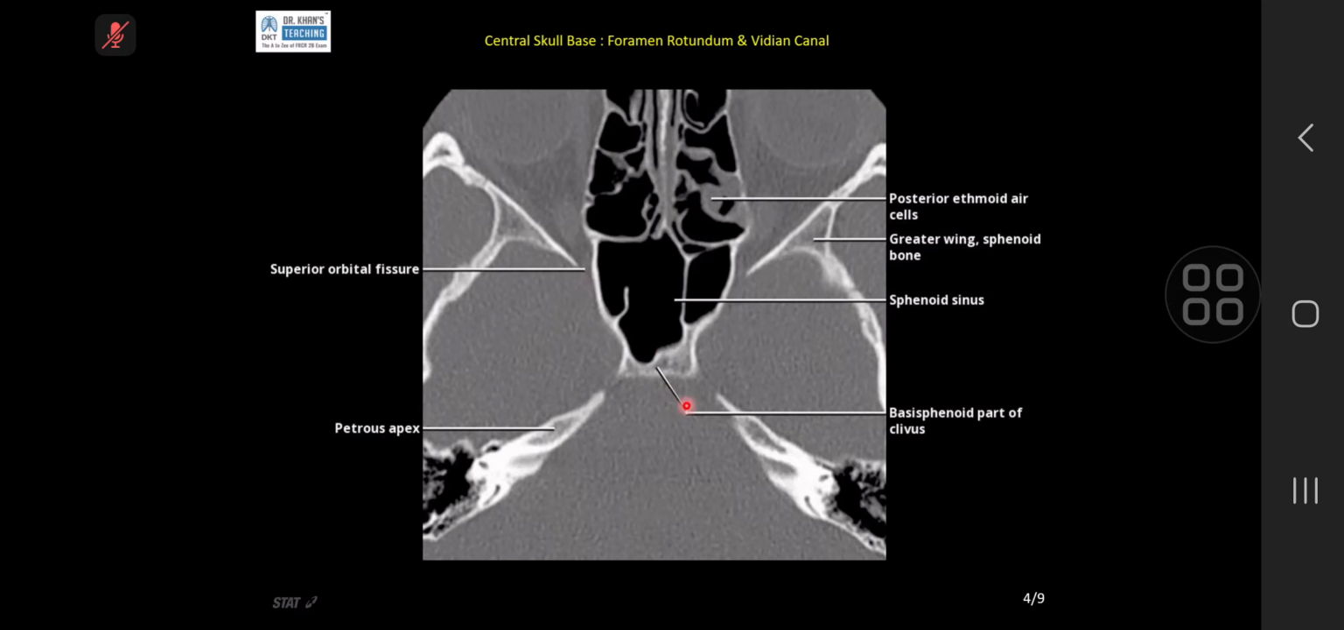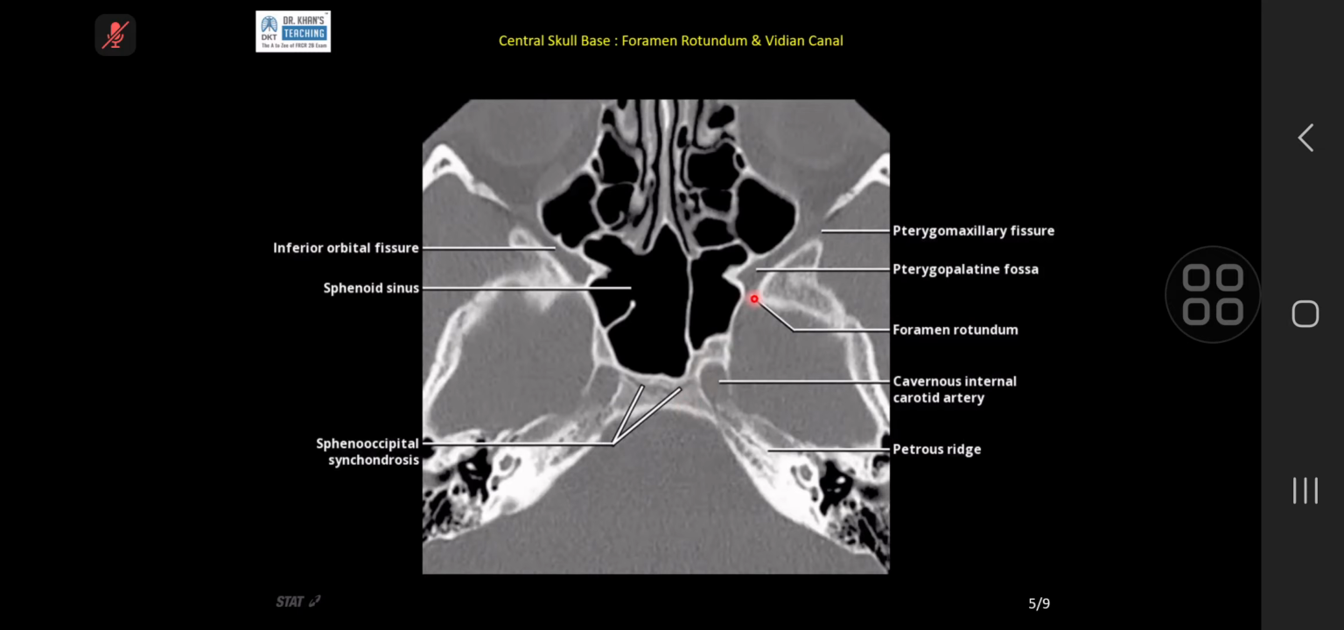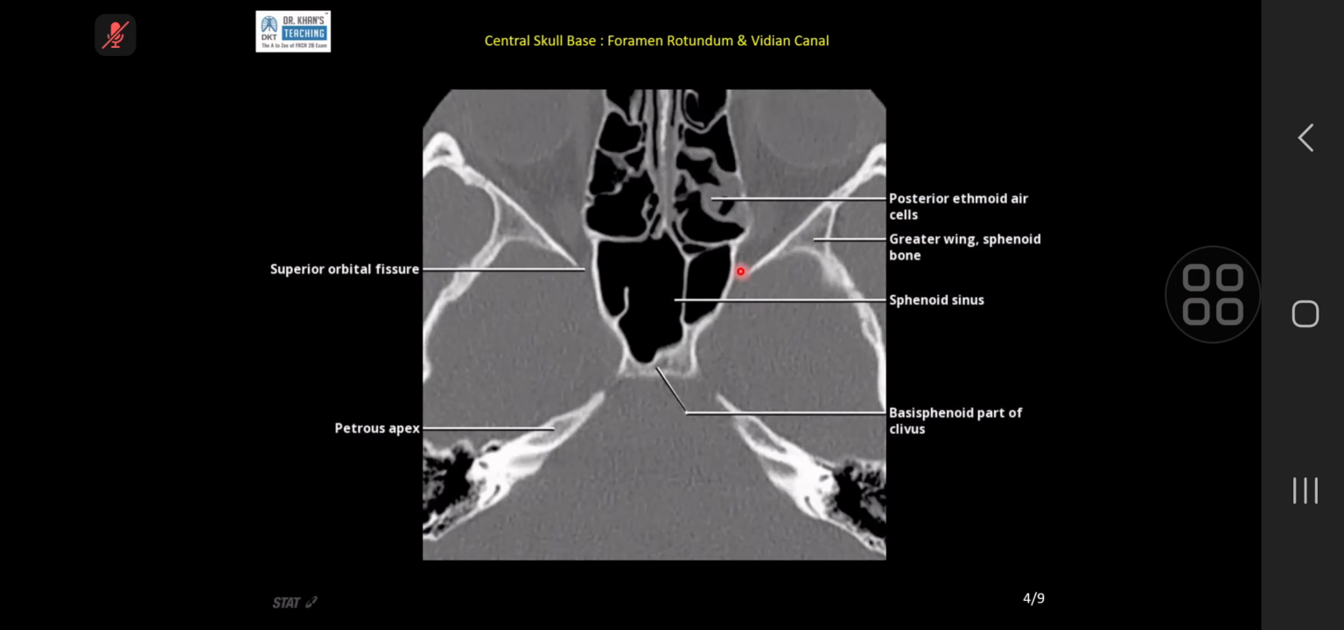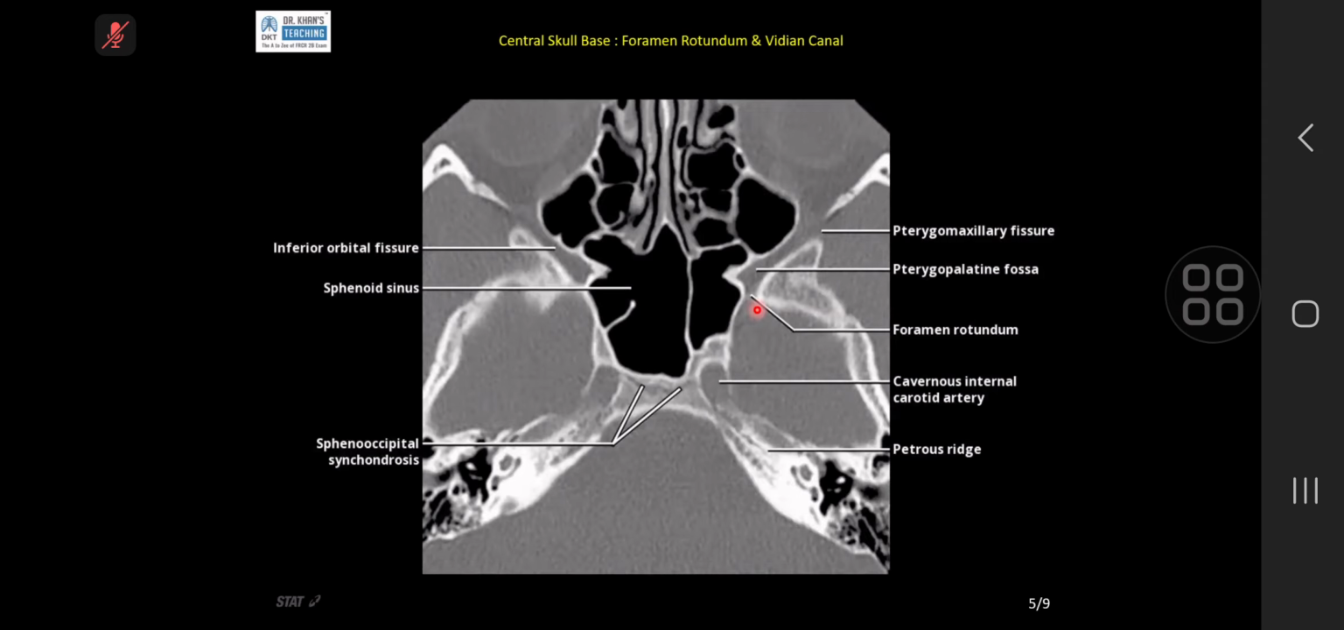As we go slightly more inferiorly, you can see this foramen. This foramen is communicating with this portion here, which is the pterygopalatine fossa. Key point is that it is lateral to this sinus. This is the sphenoid sinus. It is lateral. So if I go back, you see superior orbital fissure is superior. Then comes foramen rotundum, and this portion is the intracranial. This is the middle cranial fossa, and this is the pterygopalatine fossa.